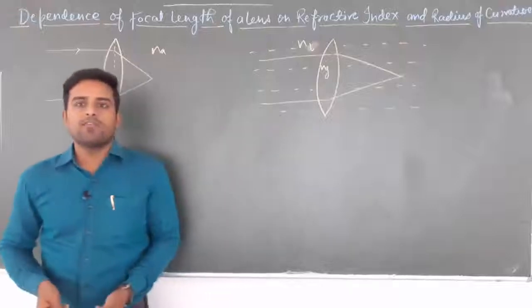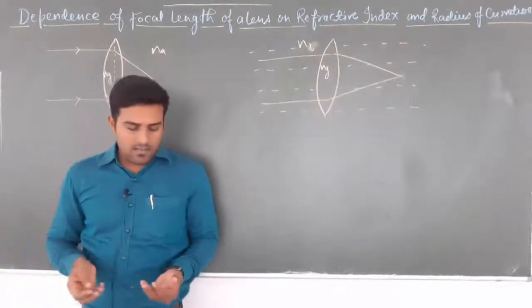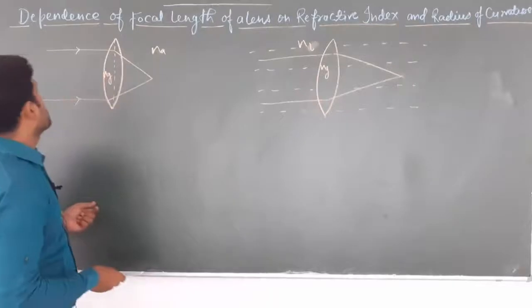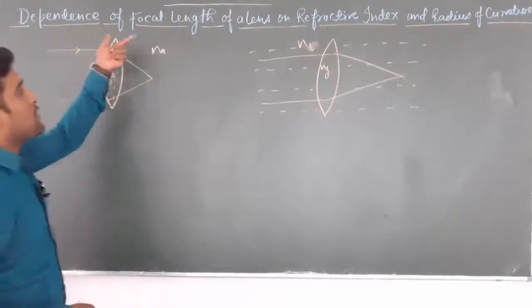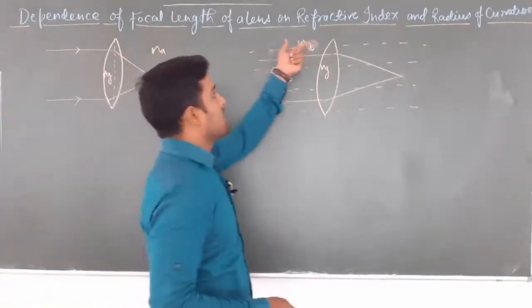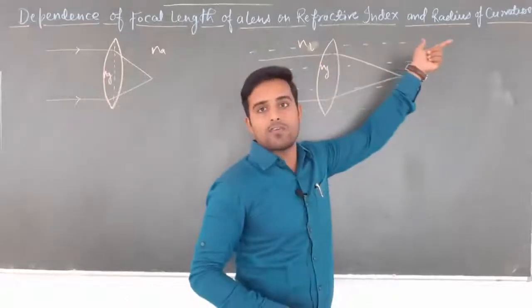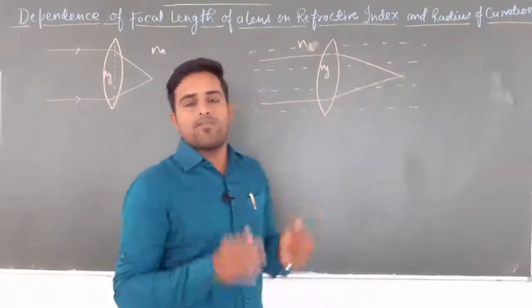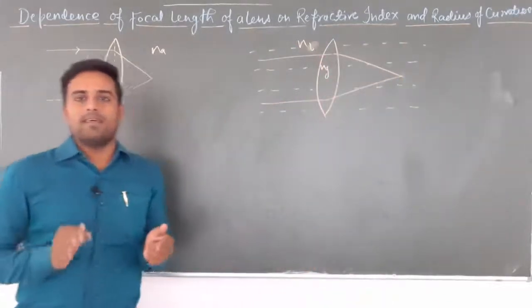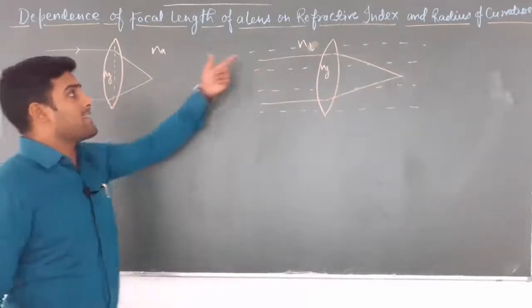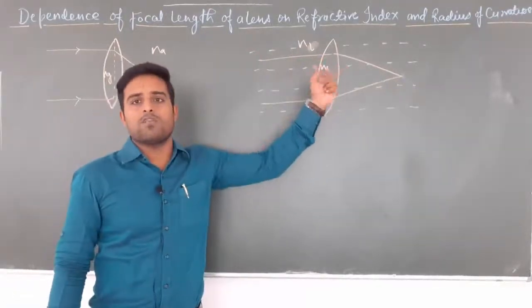Hello students, today we are going to discuss our next topic, that is dependence of focal length of a lens on refractive index and radius of curvature. It means how the focal length of a lens depends on the refractive index and radius of curvature of the lens.